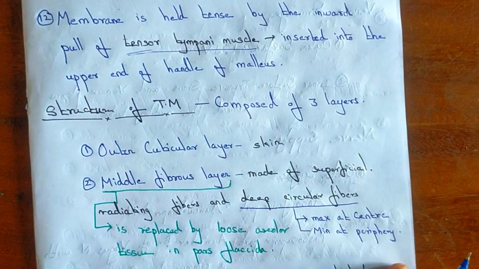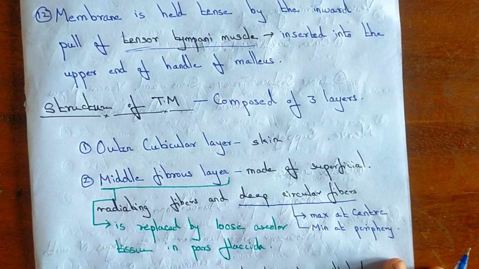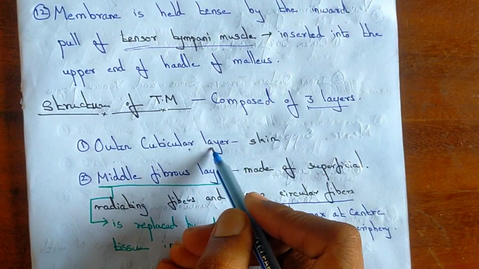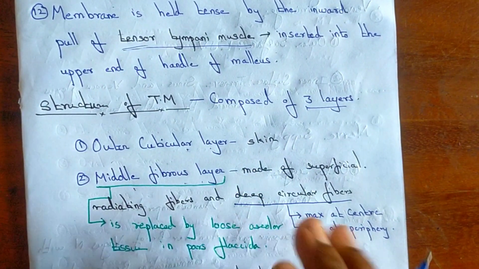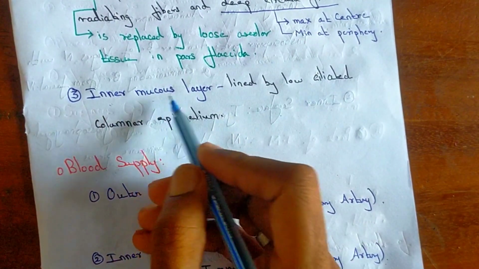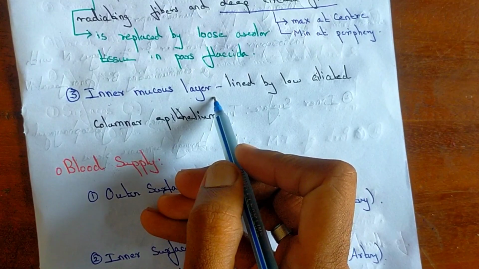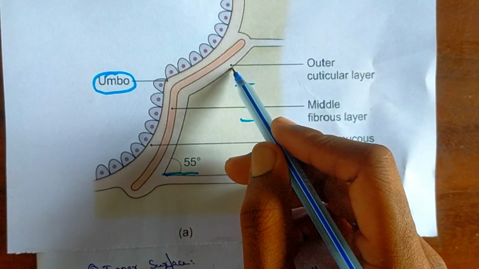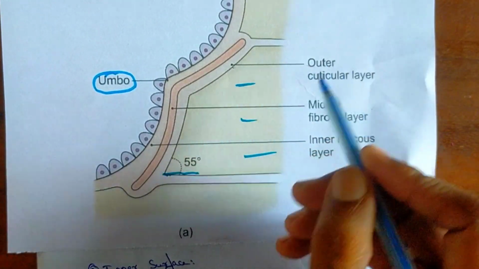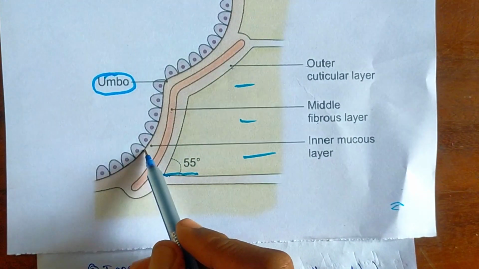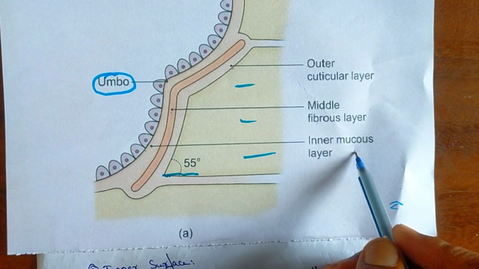Now let's see the structure of the tympanic membrane. The tympanic membrane is composed of three layers: the outer cuticular layer, the middle fibrous layer, and the inner mucous layer. Now let me show you these in the diagram. This is the outer cuticular layer, this is the middle fibrous layer, and this is the inner mucous layer.